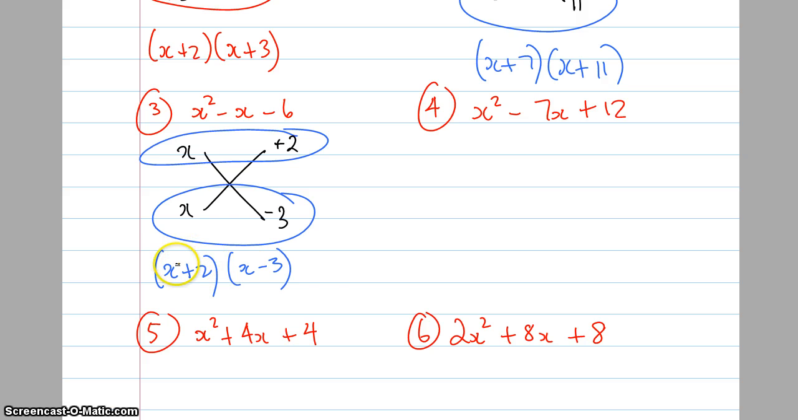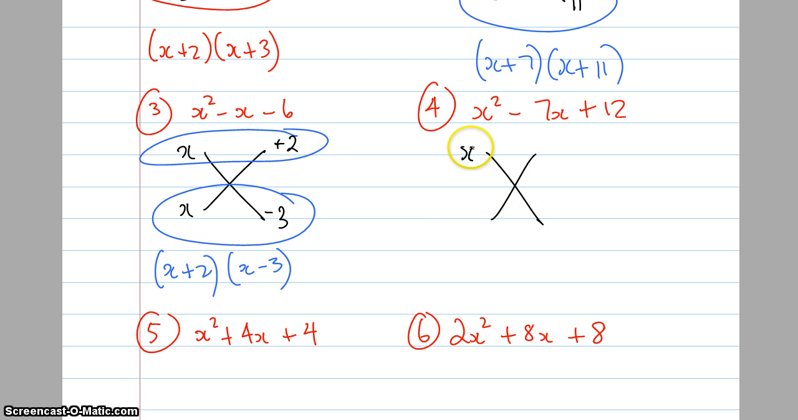And it doesn't matter which order you put them in, because 3 times 4 is the same as 4 times 3. That's just an example. This one multiplied by this one is the same as this one multiplied by this one. Okay, so let's have a go at the next question.